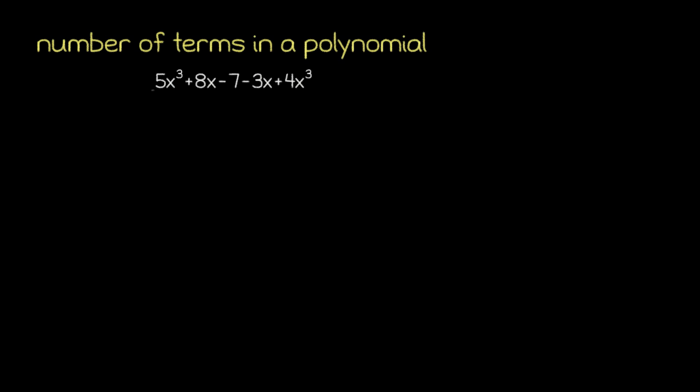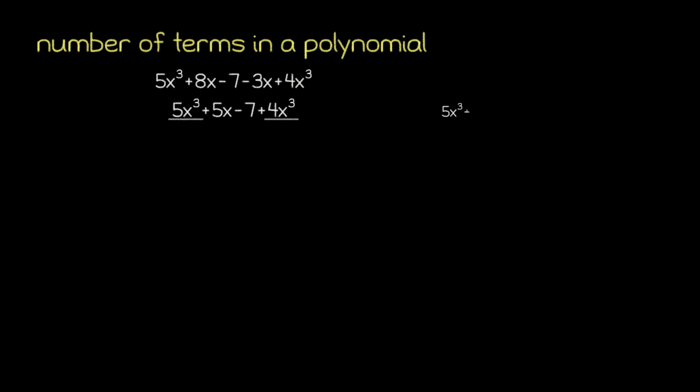We can quickly see that there are 5 terms here, but you might notice something special about some of those terms. These two, for example, both only have a single x in them, and because of this, we can combine these terms into a single term. If we have 8 x's and subtract 3 x's, that leaves us with 5 x's, which means we can rewrite the polynomial this way. From there, we can see that we also have 2 terms containing an x cubed.